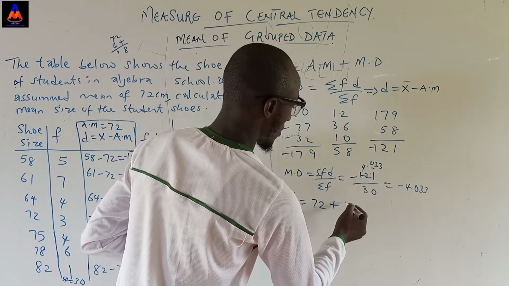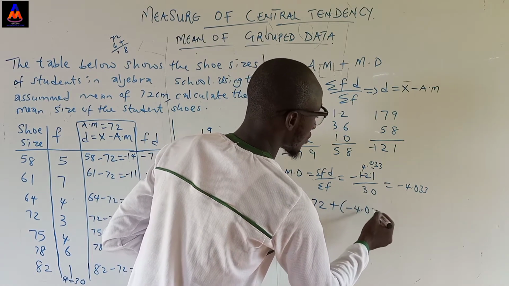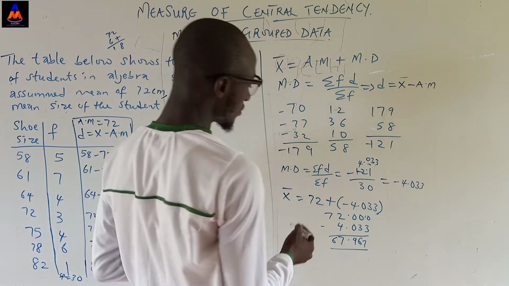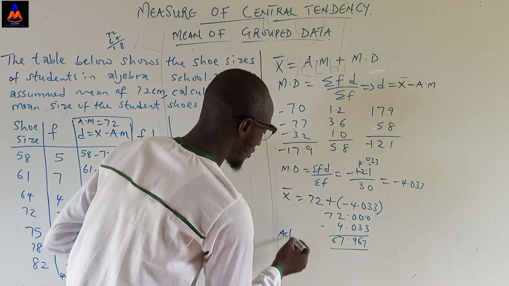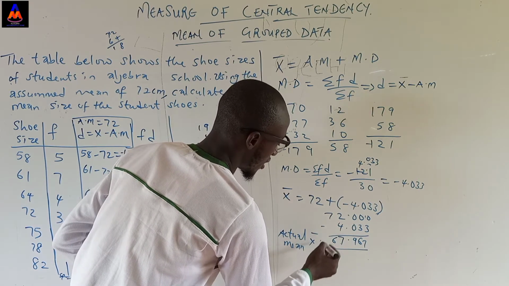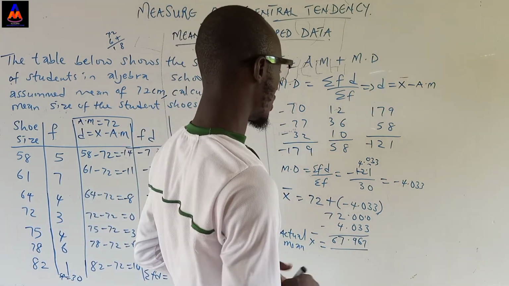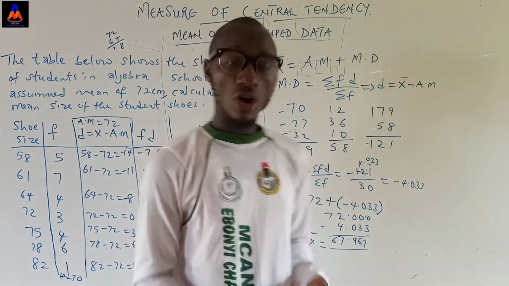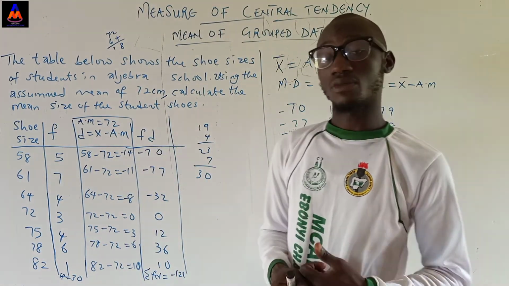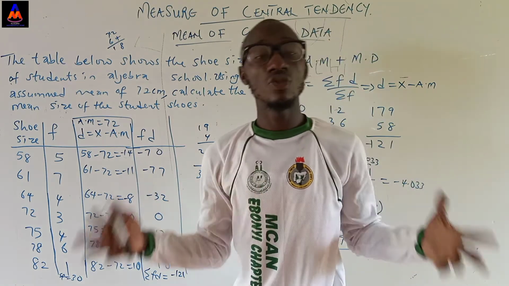plus minus 4.033. Answer is the actual mean. The actual mean, which is bar S, is 67.967. Of course, assumed mean is a little bit faster than the one we dealt with before. It is actually used for enormous data.